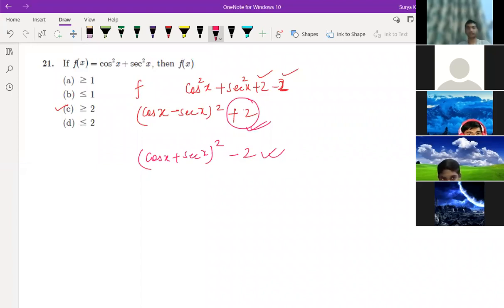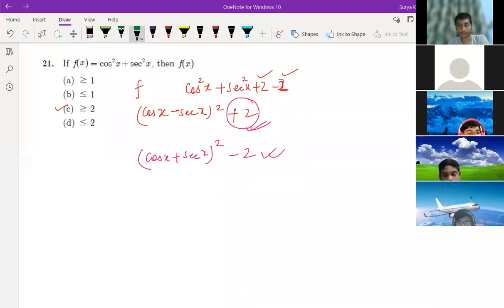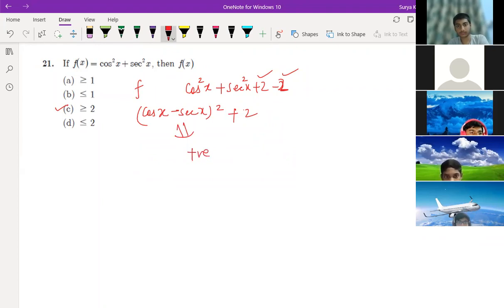Sir, because if cos x minus sec x whole square value is not 0, right? It cannot be 0. That's why it must be greater. So that part cannot be 0, it's not there. Only plus 2 or greater than that, correct? So the whole square will always be positive, right? This will always be positive or 0. It can never be negative, right? So whatever you are getting, that is your answer.